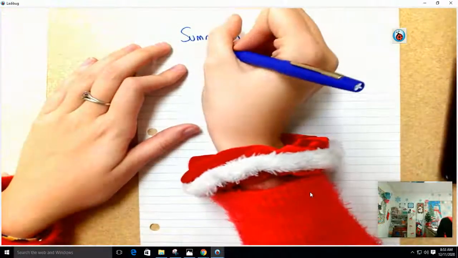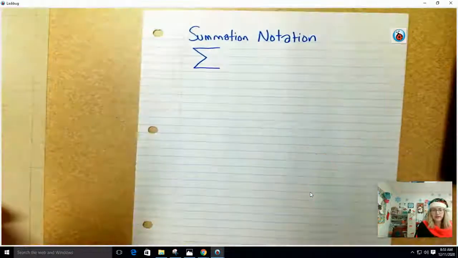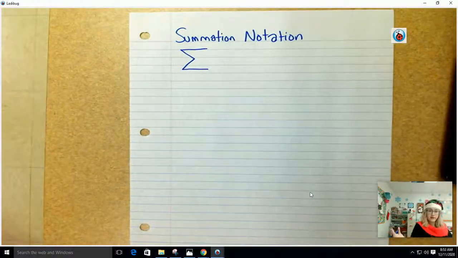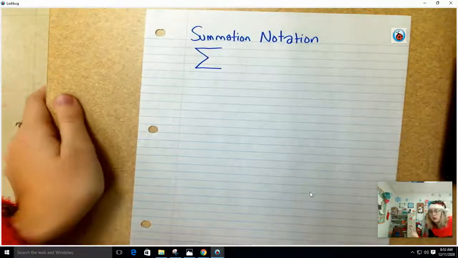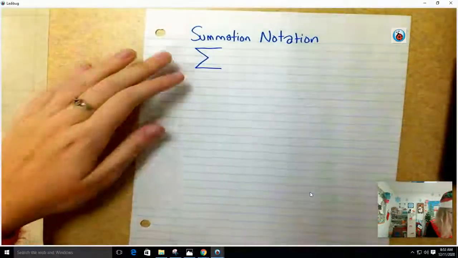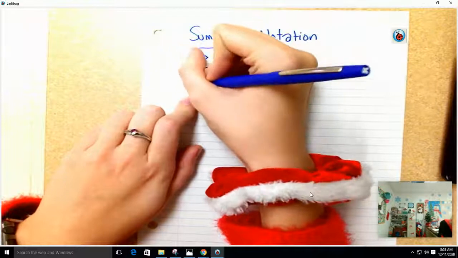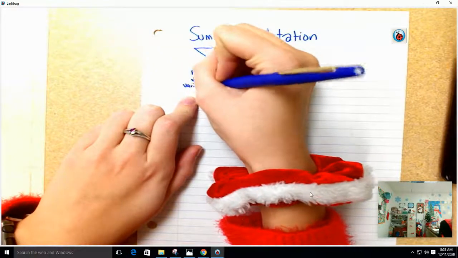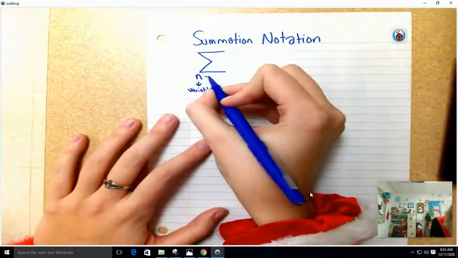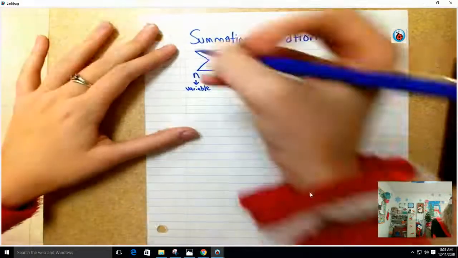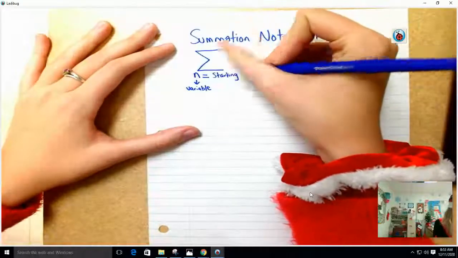So for summation notation, you're going to have this right here. This is called a sigma in math, or if you know anything about the Greek alphabet, this is a letter, sigma. And the sigma tells you you're going to find the sum of something. And then at the very bottom, you're going to have your variable. So you're going to have your n. This is going to be your variable. It could be a k, it could be an l. I'm just going to use n. And that's going to be equal to your starting term, essentially.